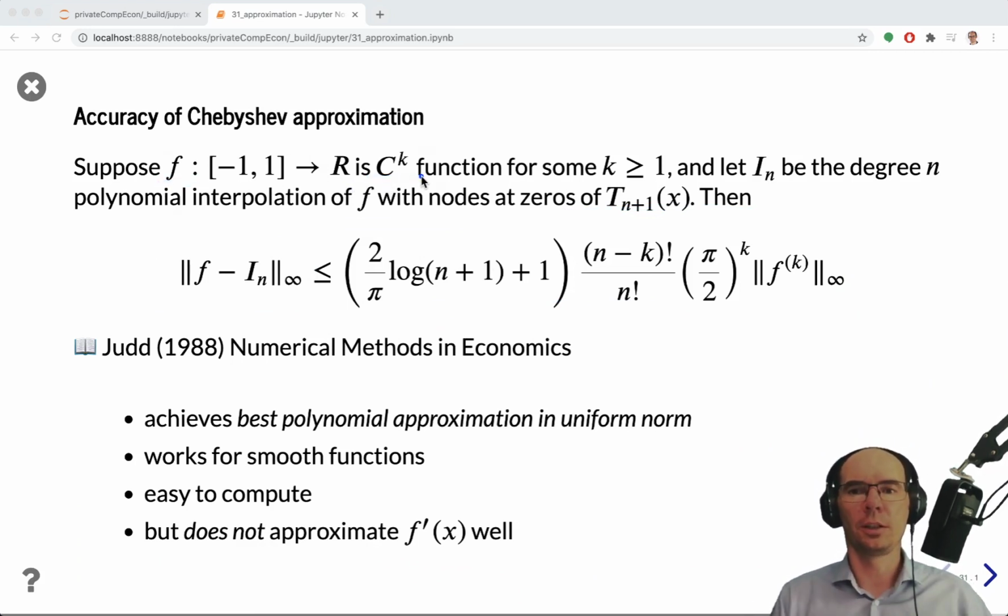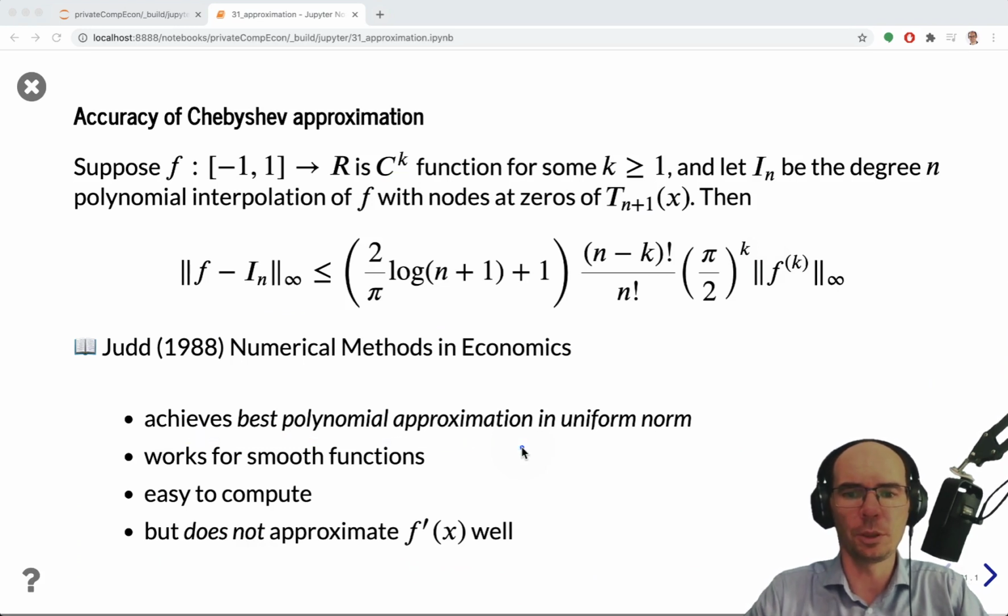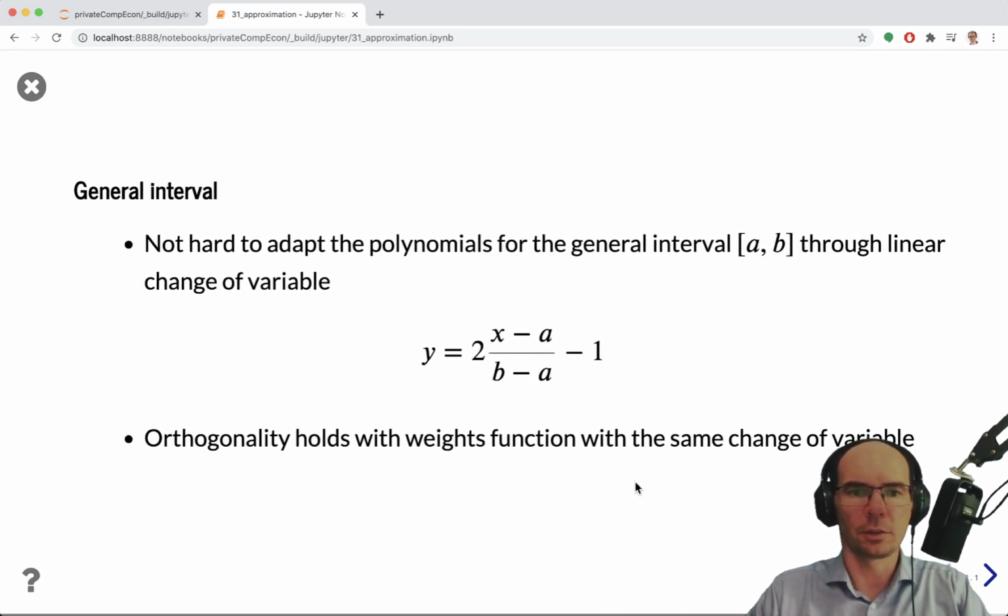So it has to have smooth continuous derivatives of the order up to k, and that k actually enters into the upper bound of the approximation. The point is that this scheme achieves the best polynomial approximation in the uniform norm. So it solves the problem of minimizing the absolute difference between the function of interest and the approximating polynomial. And this is a very well developed technique that is readily available.